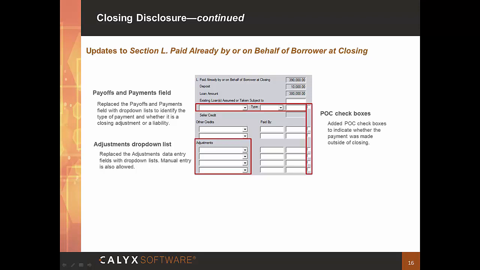Then we added a POC checkbox to indicate whether the payment was made outside of the closing. And a paid by. Added a paid by column to indicate who paid the credit. These fields do not print on the CD form. They are simply used for collection purposes for UCD because Fannie Mae and LP, Freddie want to know additional information surrounding the closing disclosure data.